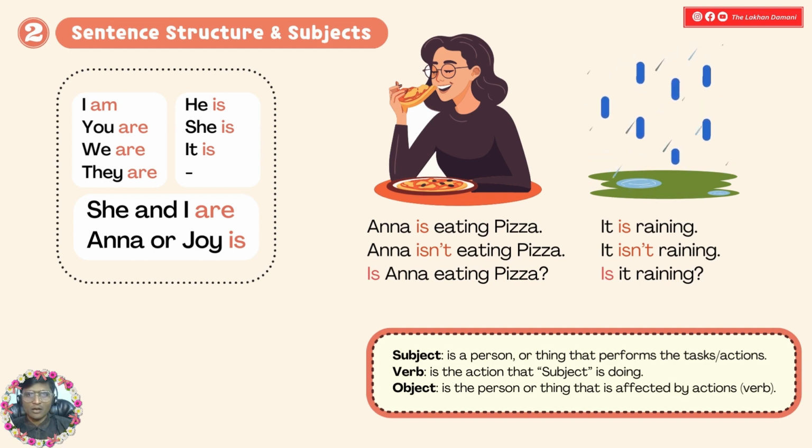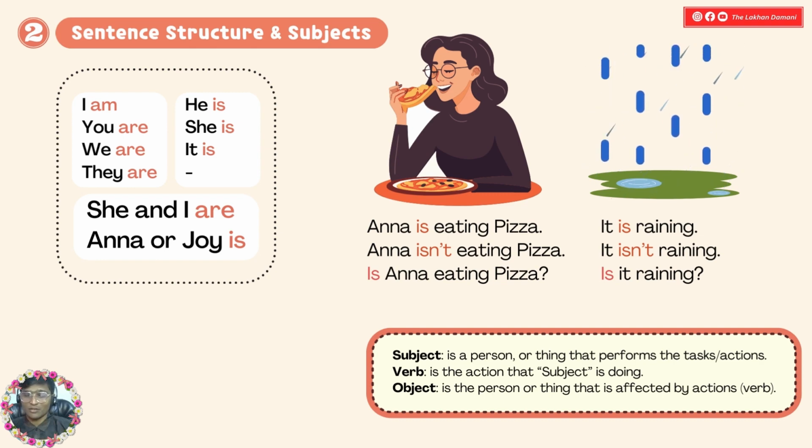She and I are, and Anna or Joy is. So here we have a two, so we are saying together. Here they're asking me to choose one of them, Anna or Joy. That's why I am saying is.